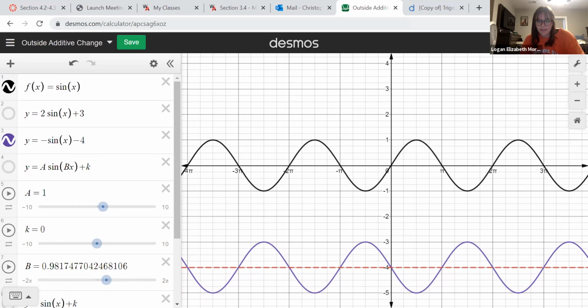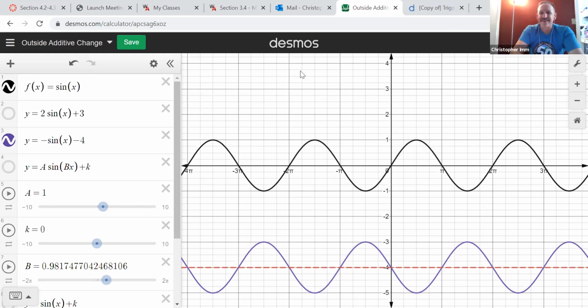-3 and -5. Okay, excellent. So we always go from lowest to highest, so I would say -5 to -3, but you got it. Nice job. All right. Questions there? It looks like you're getting this. So the outside additive change is going to move it up or down. Totally intuitive. Way to go.